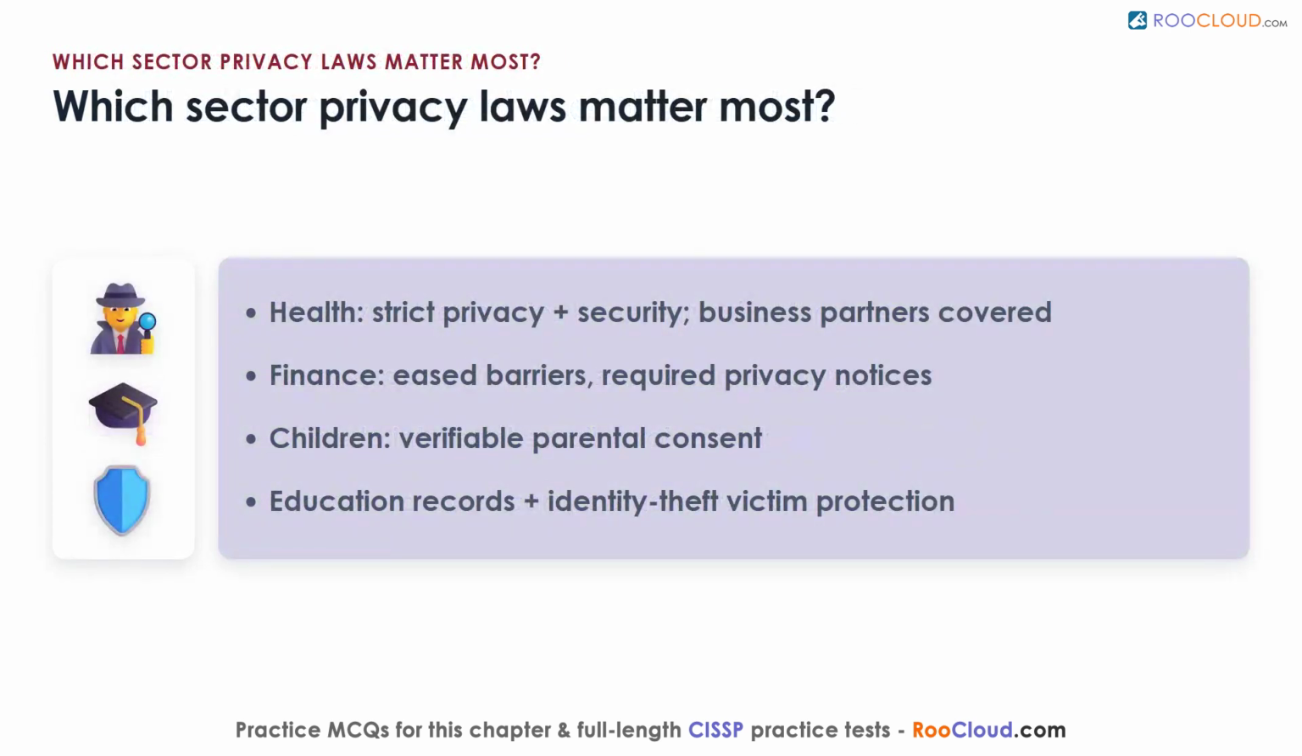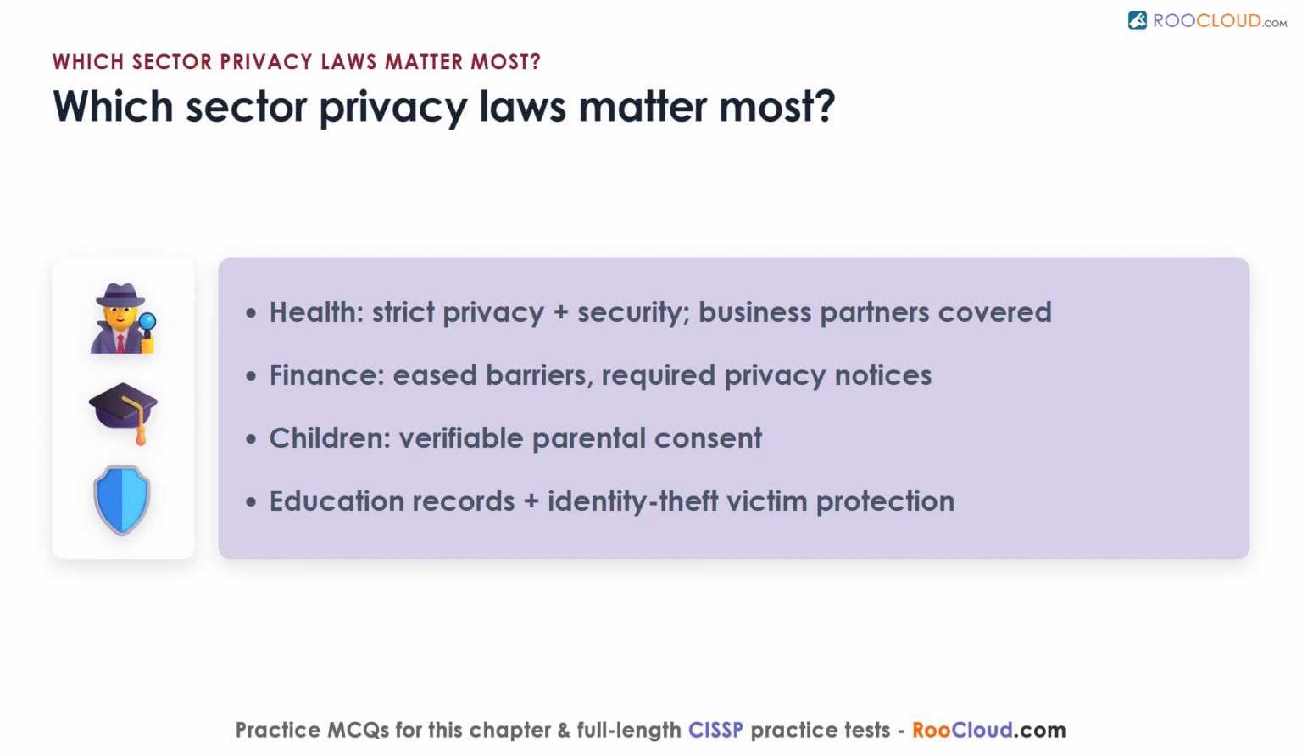Which sector-specific privacy laws matter most? The ones tied to health, finance, children, and education. Health law imposes strict privacy and security duties on providers and insurers, and a later update extended those duties to the business partners who handle protected health information and added breach notification. Financial law loosened barriers between banks and insurers but required written privacy notices to customers.